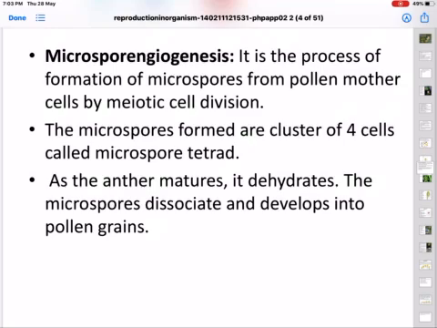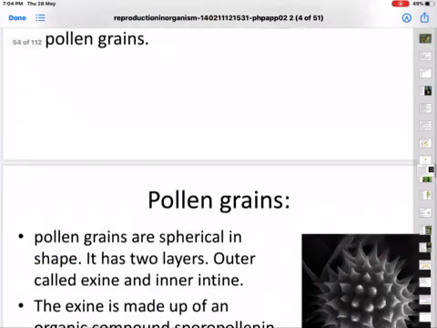So remember this: microsporogenesis. The microspores formed are a cluster of 4 cells called a microspore tetrad. As the anther matures, it dehydrates and the microspores get dissociated and develop into pollen grains.